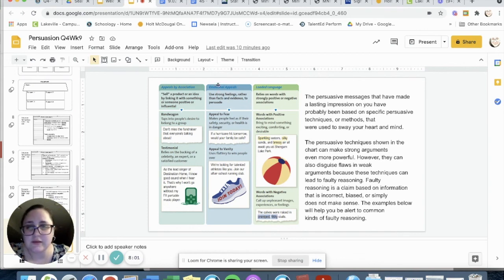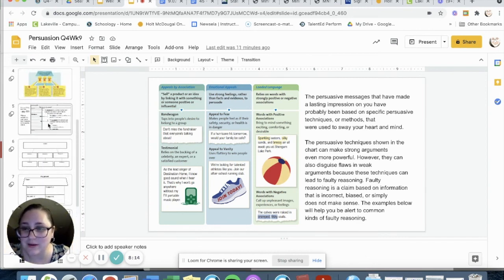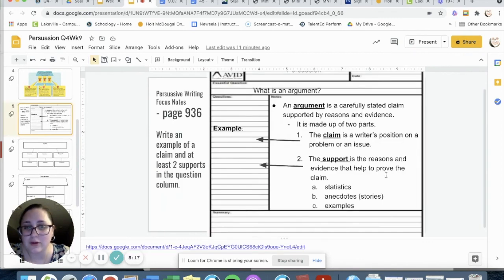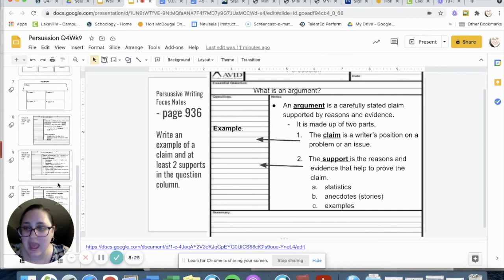So all of these are examples of faulty reasoning, because there are no claims, there's no evidence to support the claims. So if we go back up here and we look at the support, we need statistics, anecdotes, or examples. And none of those had them. They were all faulty reasoning as a result.